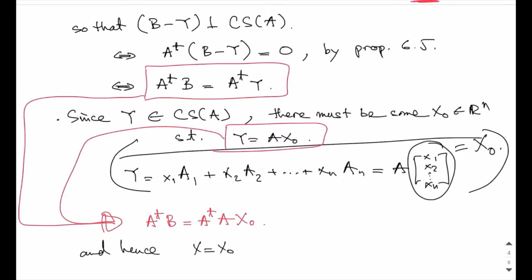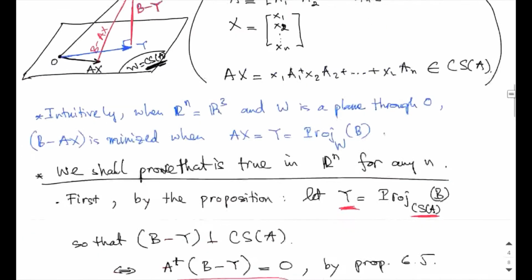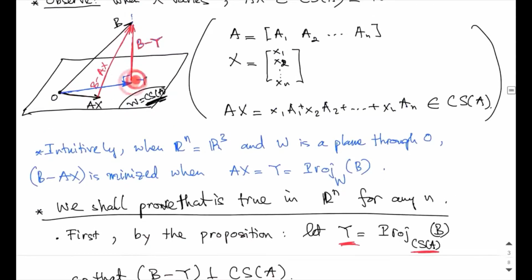And hence, x equals x0 is a solution for the equation A^T A x equals A^T b. So although Ax equals b has no solution, this new equation A^T A x equals A^T b always has at least one solution. And that at least one, maybe more. I don't know what the others are, but at least one solution. And that solution is the x0. That happens when we have the orthogonal projection here. This is going to be exactly A x0. And b minus y turns out to be b minus A x0.